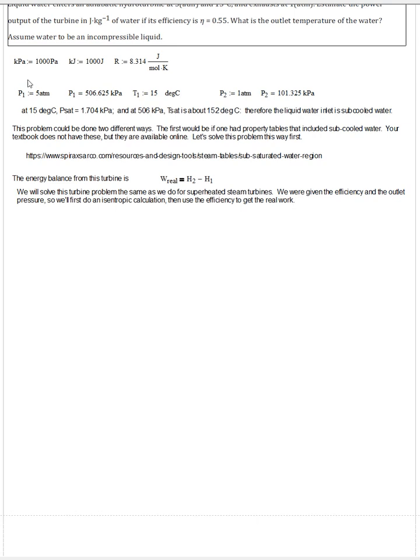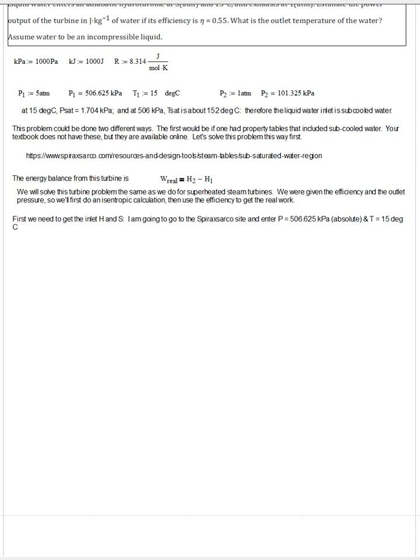So first thing we need to do, we need to get the inlet conditions. All right, so P1 is 506.625 kilopascals, T1 is 15 degrees C. We need to look up the enthalpy and entropy at these inlet conditions.